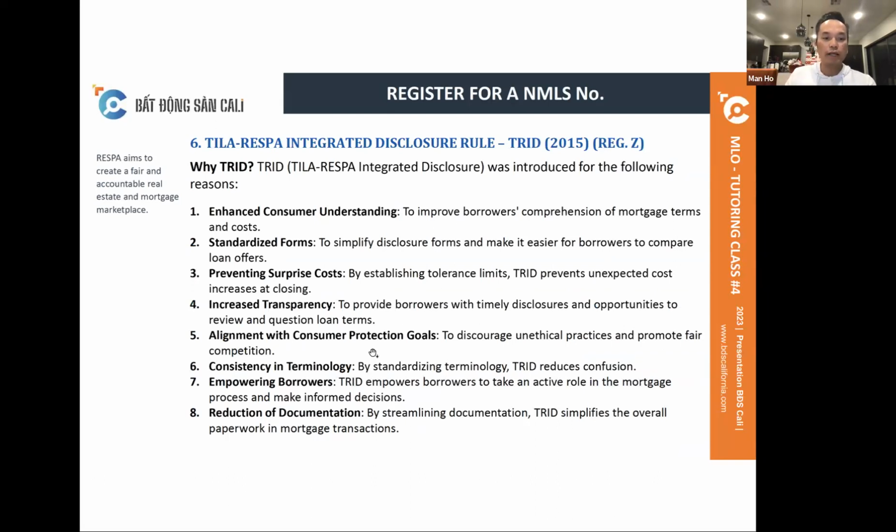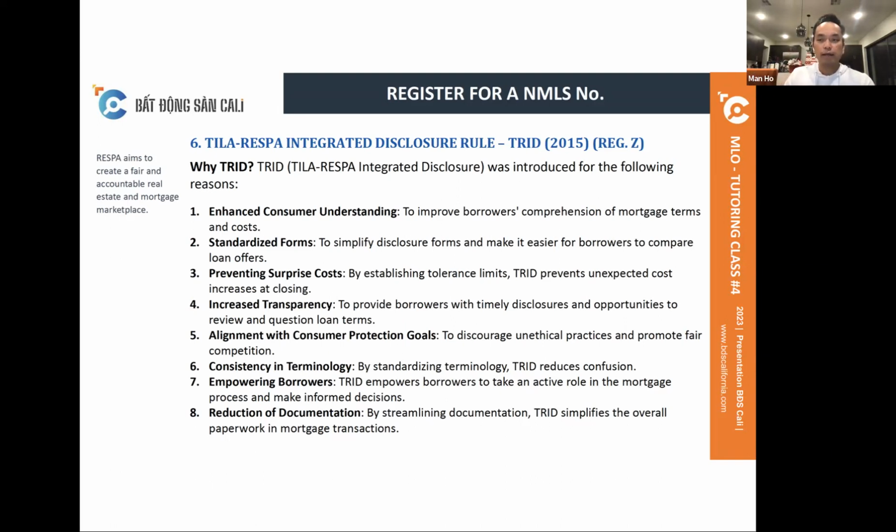So last thing, why TRID? Right, TRID was introduced to enhance consumer understanding, to standardize forms, again preventing any surprise costs like the tolerance stuff. Okay, increase the transparency. Everybody knows what it is, including the borrower. Alignment with consumer protection goals, right? They want to have protection for all consumers. Consistency in terminology, right? The terms used on the CD, the LE, TRID, closing disclosure, and all that stuff, the terminology is the same.